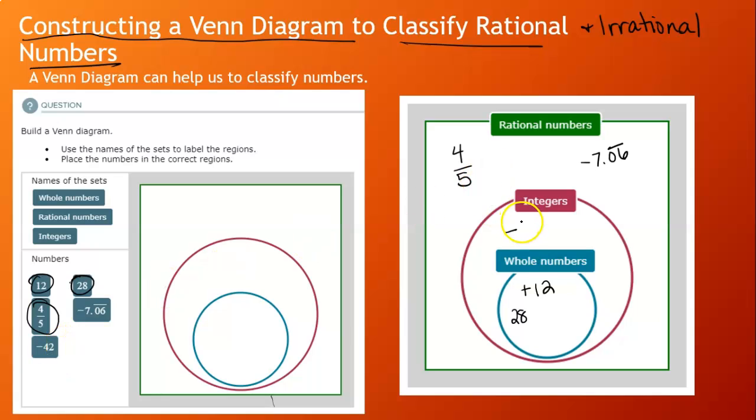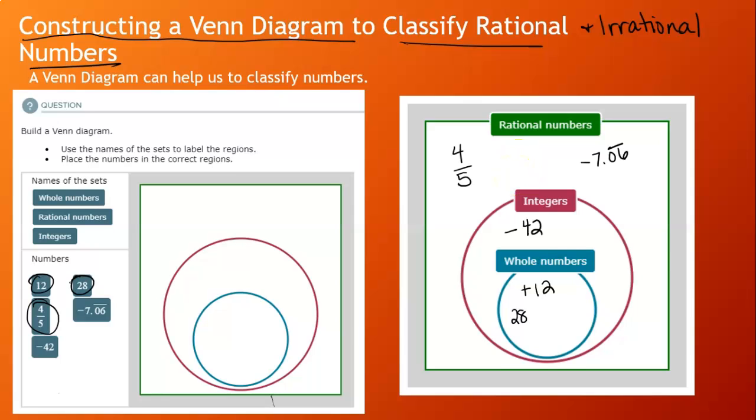And negative 42 is an integer. It's not special enough to be a whole number because it's negative, but it is special enough to be an integer. I want you to notice that your whole numbers are also integers. Your whole numbers and integers are rational numbers. So that's going to be important later on.